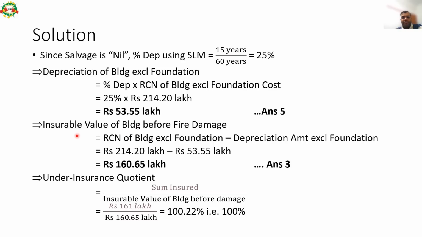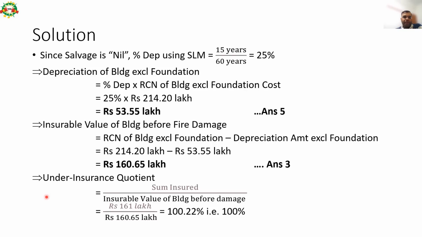So insurable value of building before fire damage is equal to RCN of the building excluding foundation minus depreciation amount excluding foundation. So RCN of the building excluding foundation we have calculated in the last slide, and depreciation amount excluding foundation we have calculated above. So total value is 214.20, which is RCN, replacement cost new, of the building excluding foundation, and 53.55 is depreciation. So we will get the answer of insurable value equal to 160.65 lakh, which is the answer to question number 3.